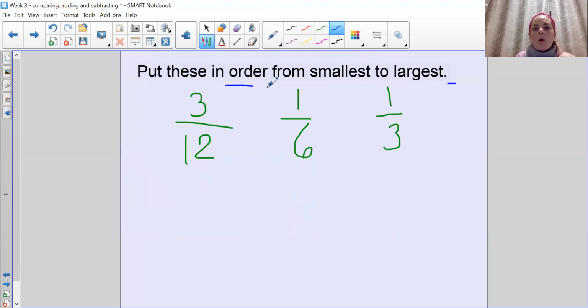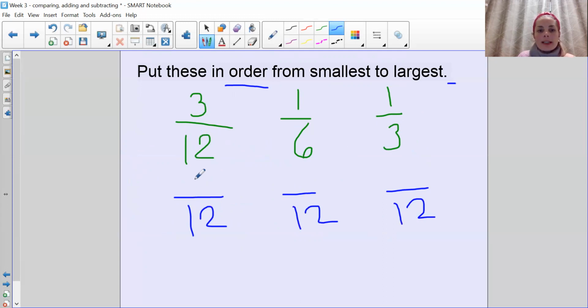Right, now I'm going to be ordering them. So again, same method, nothing scary. So numbers are different, so I'm going to have to change them all, and I look at the biggest number, which is 12. Can 6 go into 12? Yes, it can. Can 3 go into 12? Yes, it can. Right, so my bottom number is going to be 12.